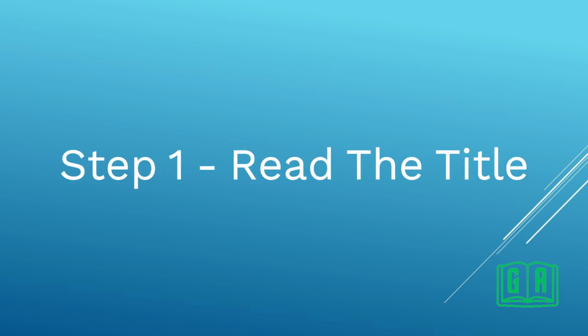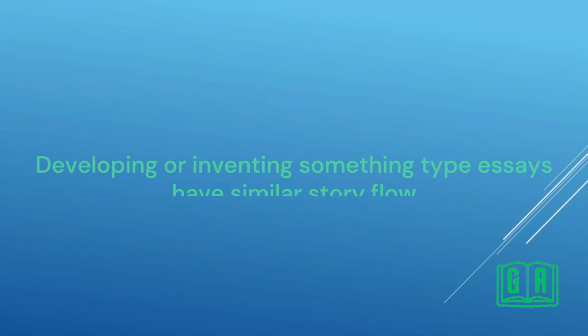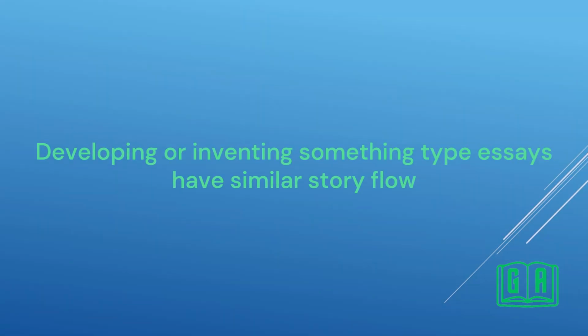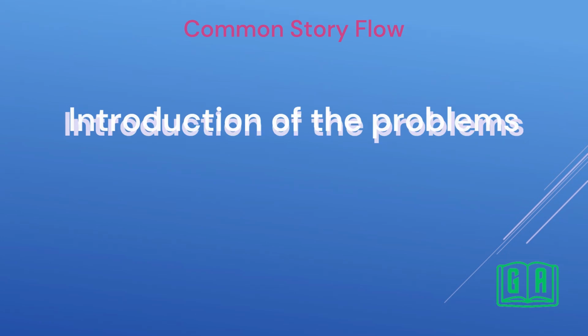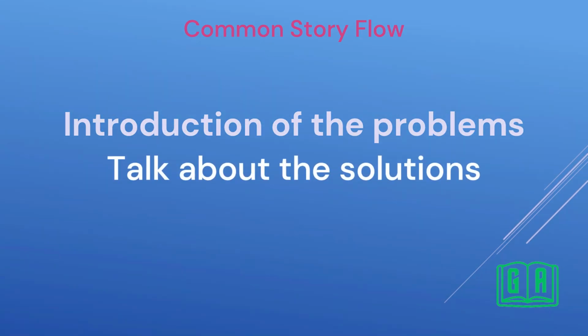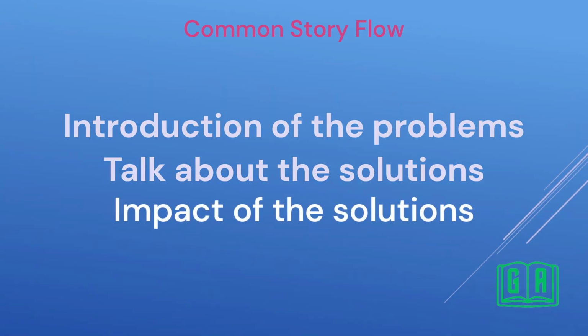First, read the title carefully. So by reading the title, what did you get? It's talking about the construction of an underway railway. This type of essay, for example, developing something, inventing something, has a common story flow. First, the essay will introduce some problems, then the development of solutions will be told, and lastly, the impact of the development.